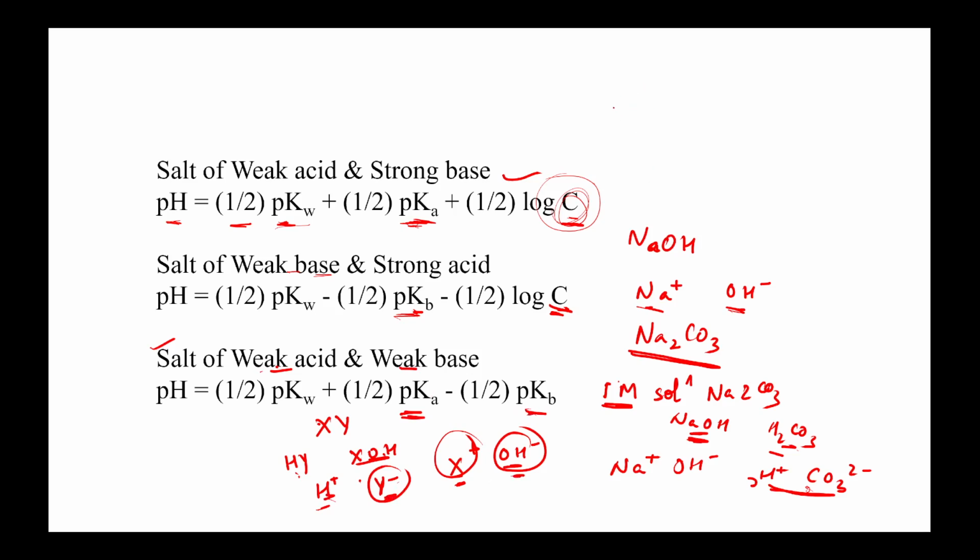So I'll give you some more detail on this. Let's say we have CH3COOH, it's acetic acid, it's a weak acid. It will dissociate into CH3COO minus plus H plus ions. Okay, it's a weak acid and it will dissociate into these two ions.